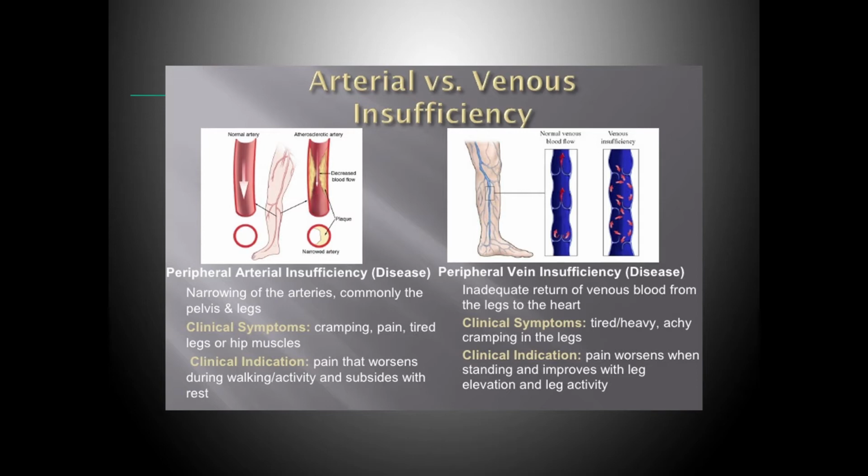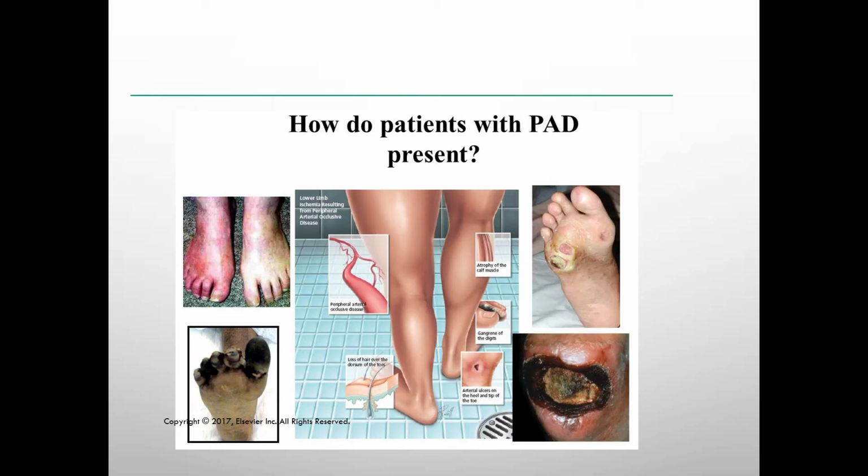It can happen in the pelvis, in the legs, can happen in many different parts of the body. Symptoms with this, again, cramping, so that you can't really differentiate, but there's pain. The tired legs, hip muscles, kind of similar, but with clinical indication, pain is going to worsen during walking and activity, as opposed to the venous, where pain improves with activity. So if they are walking around and they feel their pain is improving, you should be able to understand that it's more of a venous insufficiency. Peripheral vein problem, not an artery problem. And with peripheral arterial disease, it'll subside with rest. Okay, so those are two key things that I want you to pay attention to.